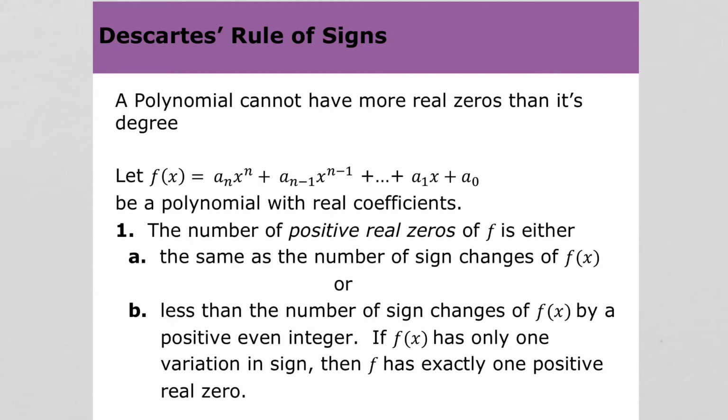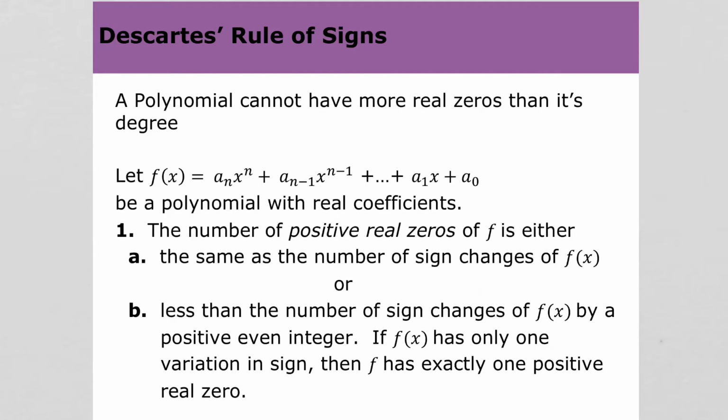First of all, Descartes' rule of signs says that if you've got f of x, the number of positive real zeros is the same as the number of sign changes, or less than the number of sign changes by a positive even integer.